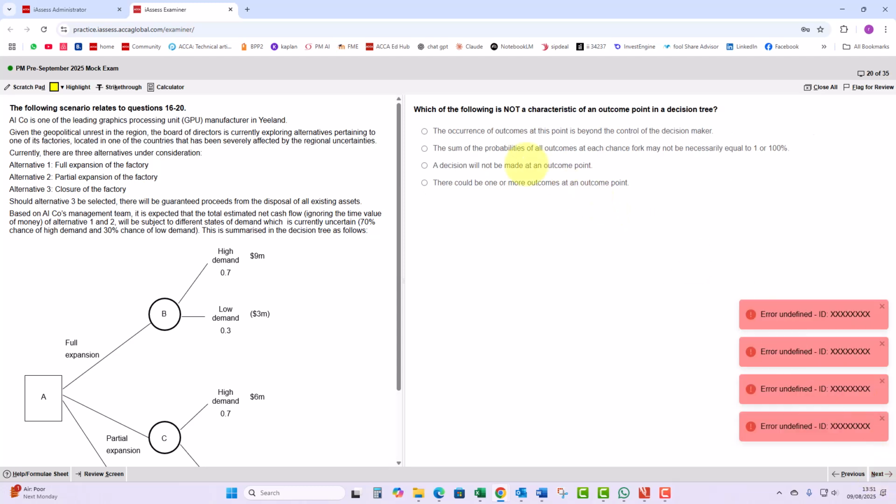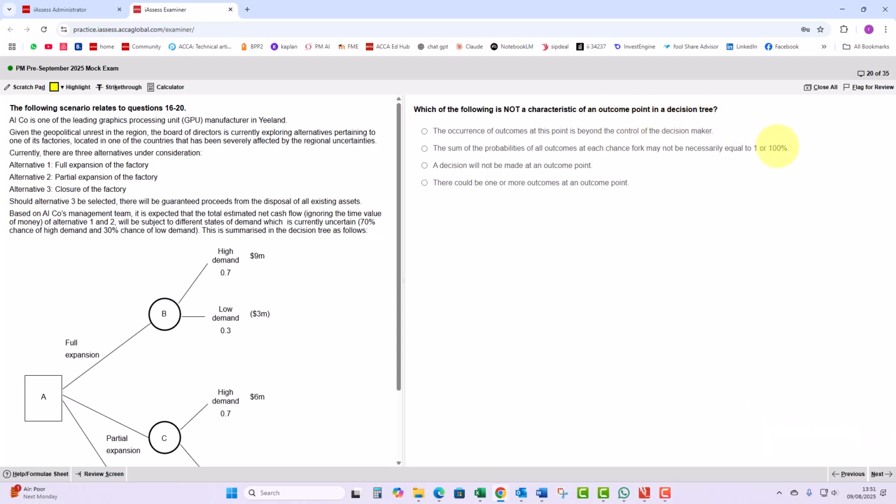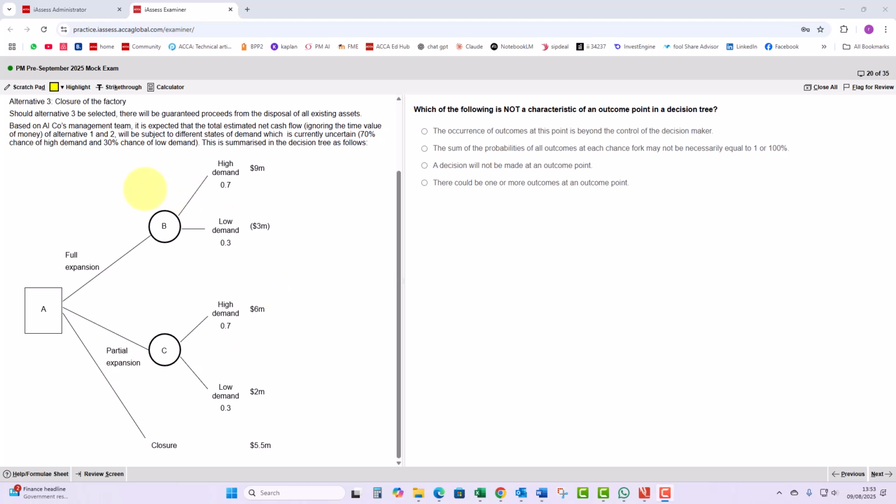So that's an outlier. Question 20. Which of the following is not a characteristic of an outcome point in the decision tree? So once again, this is an outlier. A decision tree, or the design, if you like, of a decision tree has outcome points and decision points. A decision point is where we make a decision and is normally a square or a box. And an outcome point is a point at which we calculate an expected value and is normally denoted by a circle. So which of the following is not a characteristic of an outcome point? So we're talking about the circles in a decision tree.